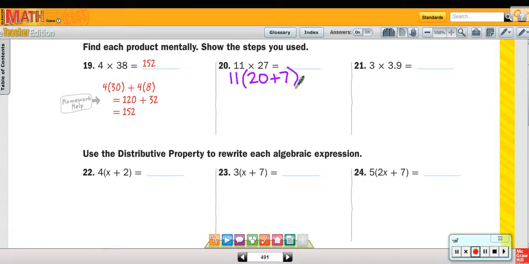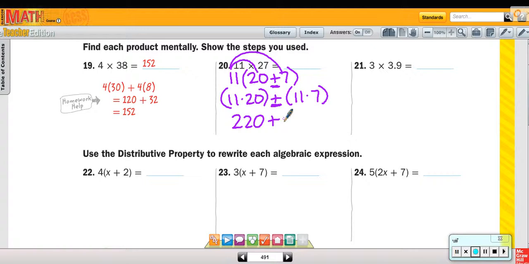Now we're just going to share like we do with the distributive property. So 11 times 20 plus 11 times 7. We're just sharing these. Remember that plus sign stays the same because we had that in between our factors there. What is 11 times 2? 22 plus a 0? 220. Plus, what's 11 times 7?